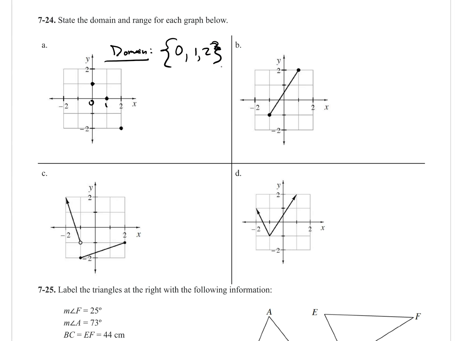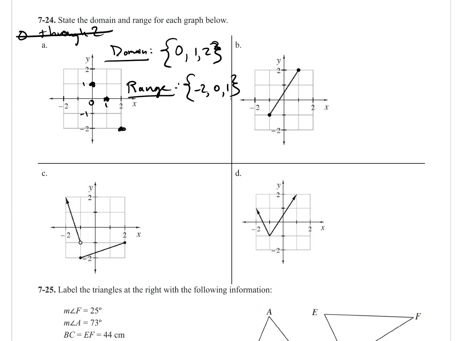Since they're dots, I can't say 0 through 2. That's not allowed. I have to list each x value individually. Same for the range. I have to list the y values of all the dots. This dot has a y value of 1. This dot has a y value of 0. This dot has a y value of -2.